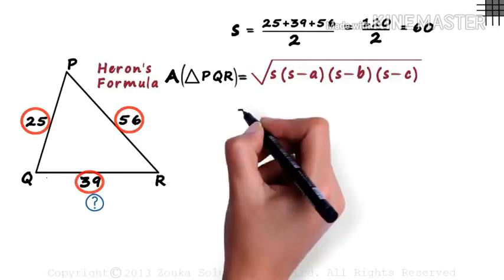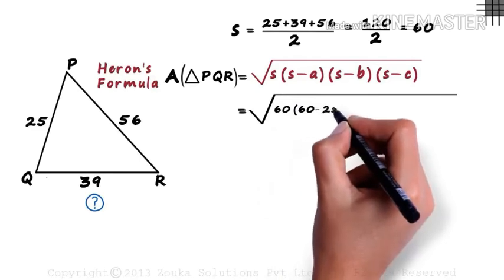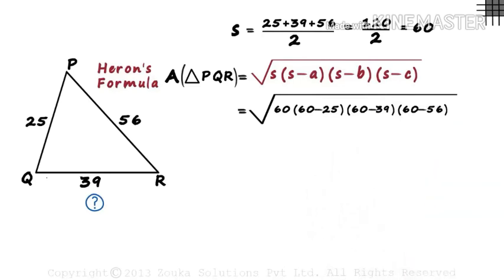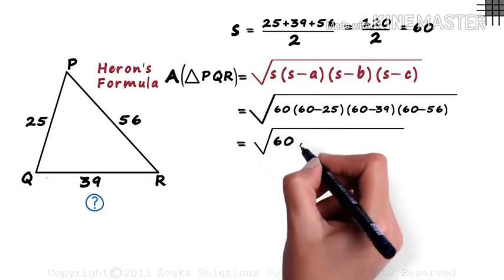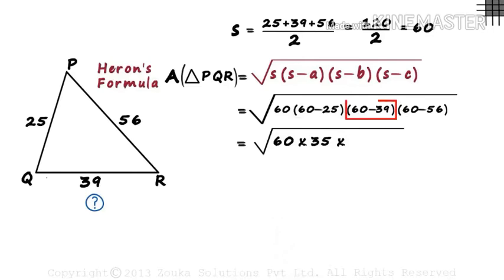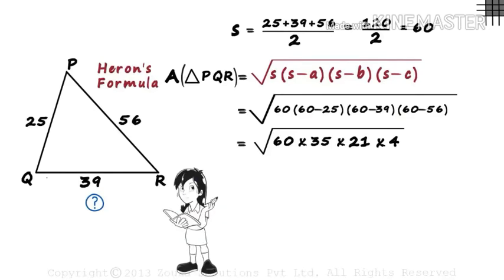The area would equal the square root of 60 multiplied by 60 minus 25 multiplied by 60 minus 39 multiplied by 60 minus 56. That will equal the square root of 60 multiplied by 60 minus 25 is 35, multiplied by 60 minus 39 is 21, multiplied by 60 minus 56 is 4. Think about the product of these numbers. It will be massive. The worst thing you could do here is multiply these numbers to find the product.